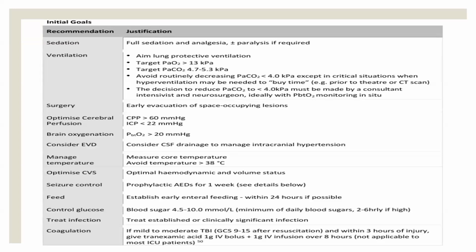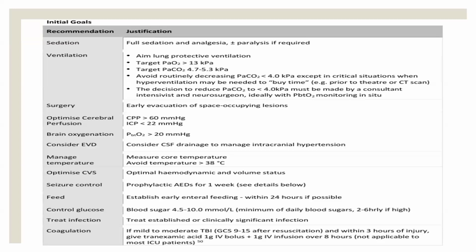Consider early evacuation of space-occupying lesion. Then we have to optimize the cerebral perfusion. Cerebral perfusion pressure should be more than 60 mmHg and ICP should be less than 22. Brain oxygenation level should be more than 20 mmHg. Consider CSF drainage to manage intracranial hypertension. Measure core temperature and avoid a high temperature of more than 38 degrees Celsius. Optimize hemodynamic and volume status.